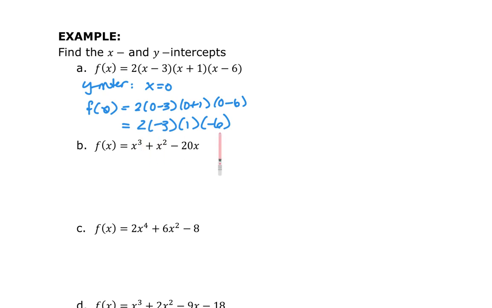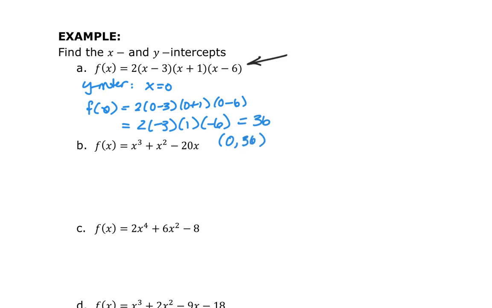So this is negative 6, this is negative 6, so my answer is 36. This is the y part of the y-intercept. It is not, by the way, the y-intercept. The y-intercept is the ordered pair 0, 36. Now I'm going to do the x-intercepts.